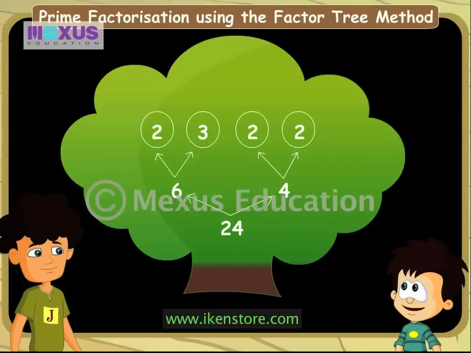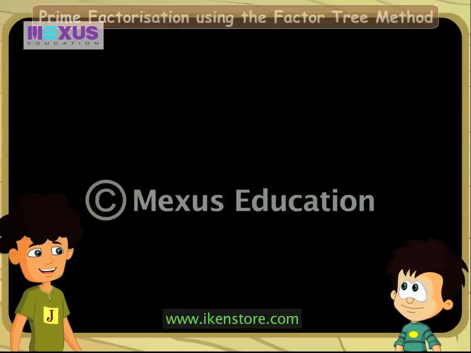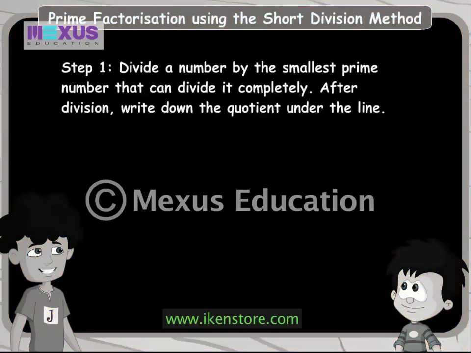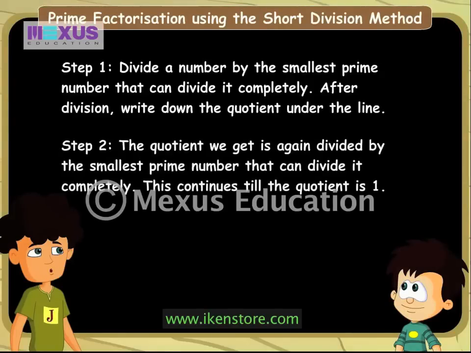There's another method for finding out the prime factors of a number. Do you want to learn it? Yes. Okay, let's learn the short division method. In the short division method, we start by dividing a number by the smallest prime number that can divide it completely. The quotient we get is again divided by the smallest prime number that can divide it completely. This continues till the quotient is 1.